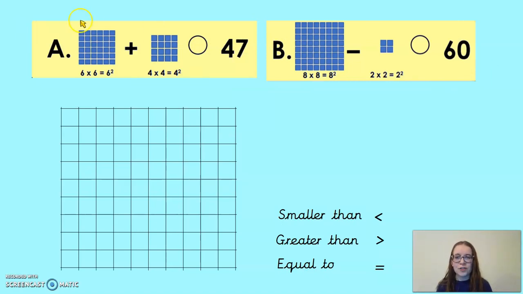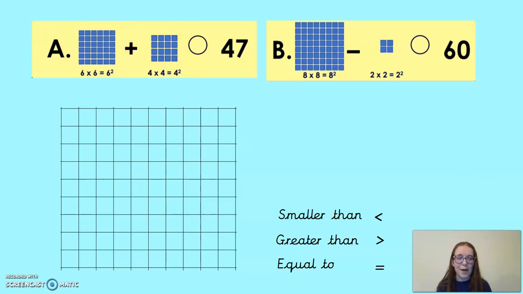Fantastic. I've got two different questions here, all about using our squared number knowledge. The first one, we're going to look at A first. This is 6 squared plus 4 squared. Is it smaller than, greater than, or equal to 47? Now, how can we work this out? The first thing we need to do is fill in these missing numbers so that we can calculate this question.